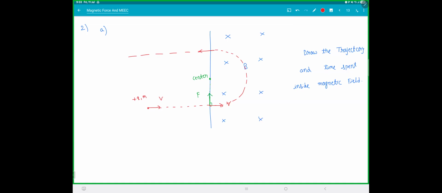Technically, it wants to complete a circle, but by the time it comes out, there is no field, so it will just go out in a straight line. This will be the center here. This will be your radius, where radius is equal to mv by qB. Since you're doing only half of the circle, the time period will be T by 2, which is pi m by qB. Is that easy?